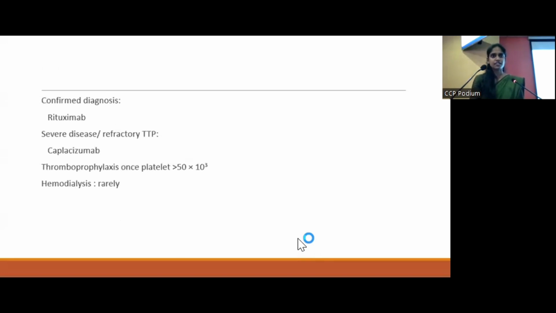Once the diagnosis is confirmed, we have to give rituximab. Earlier use was reserved for severe and refractory TTP, but with the new evidence, in the guidelines, it is recommended to use rituximab once the TTP diagnosis is confirmed. For severe disease or refractory TTP, we have to give the patient rituximab if it is not given previously, and we can use caplacizumab. Thromboprophylaxis once the platelet count is more than 50. And although renal impairment is common, it is not very severe and rarely do patients require hemodialysis.